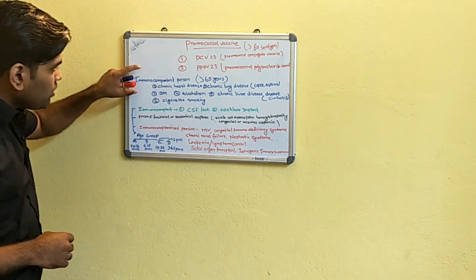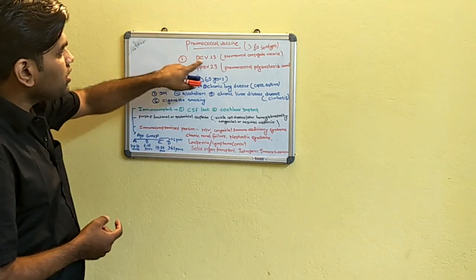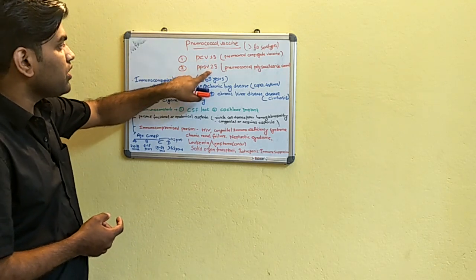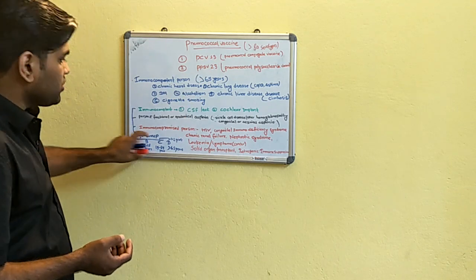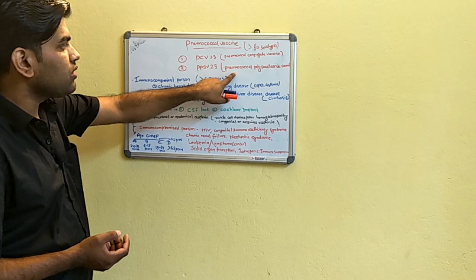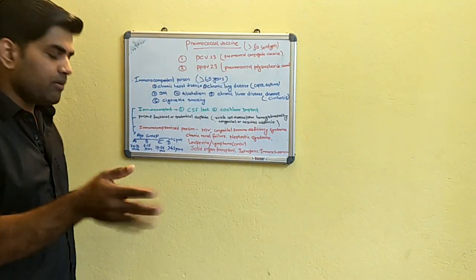Now the difference is, when we talked about the age groups, in this age group we give the pneumococcal conjugate vaccine, and after 8 weeks or 1 year we give the pneumococcal polysaccharide vaccine. The same applies for all these groups. You give the pneumococcal conjugate vaccine, and after 8 weeks you can give the pneumococcal polysaccharide vaccine. No tension, you give it.